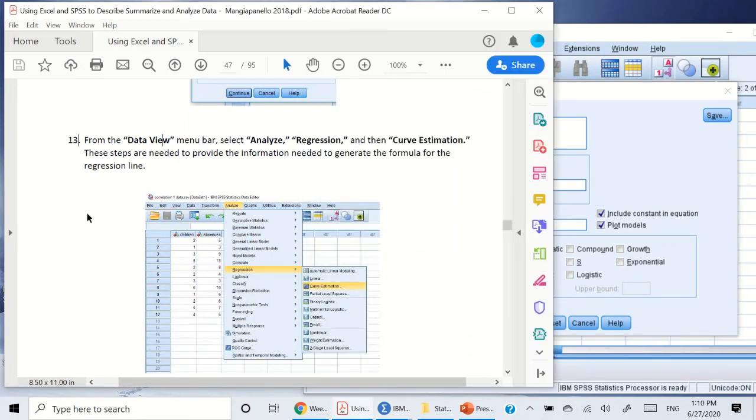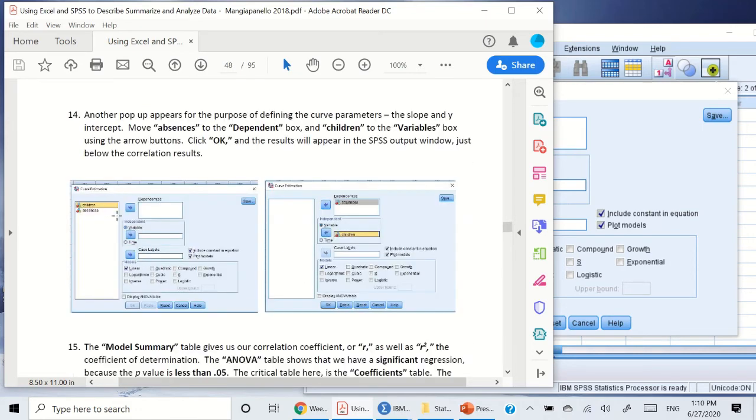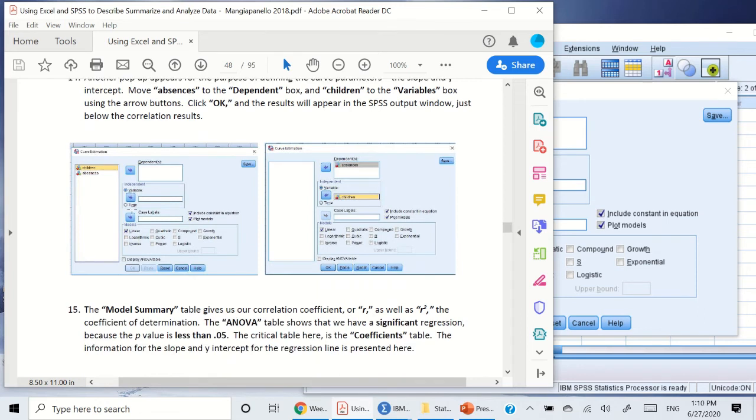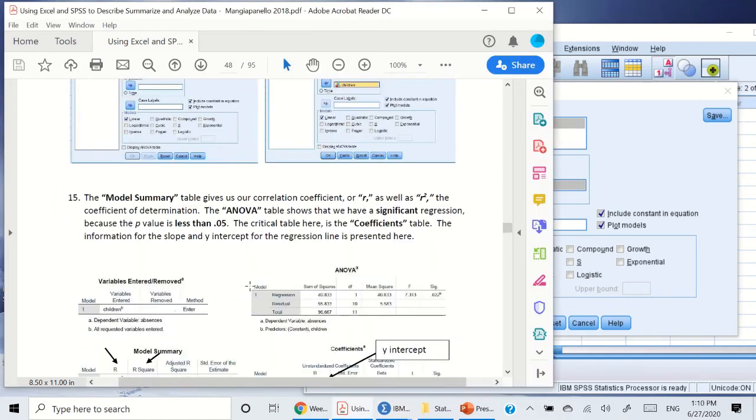Now let's see. These steps are to provide the formula for the regression line. Now another pop-up is going to occur. So let's put in children here, absence here, exactly the same as what we saw before. Absence is the dependent. Number of children is the independent. Okay, are we done?